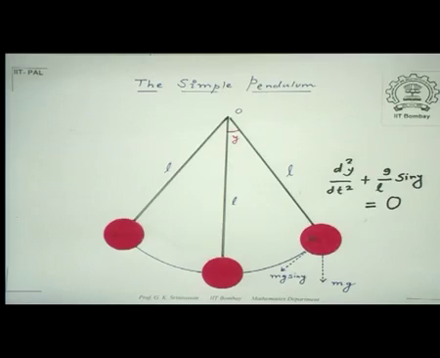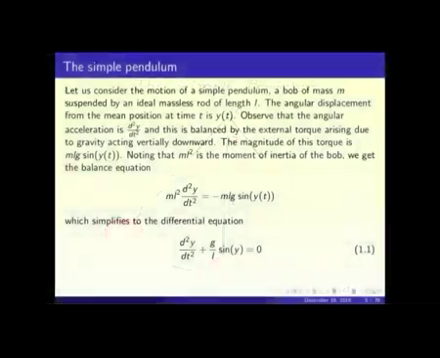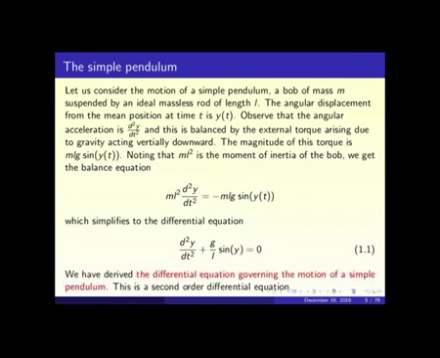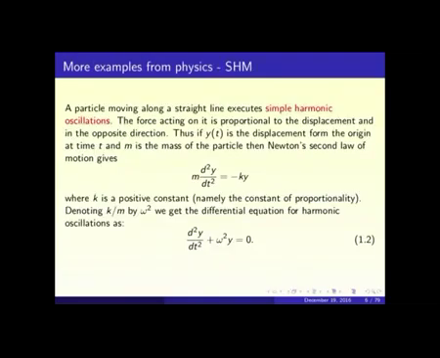Okay, so let's get back to this differential equation 1.1. You see that there are two time derivatives. It is d2y by dt squared. So this is a second order differential equation. All right, and so let's go to the next one.